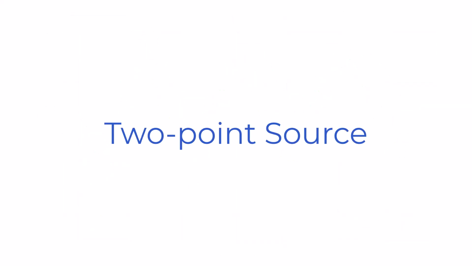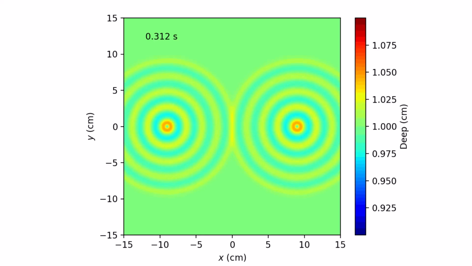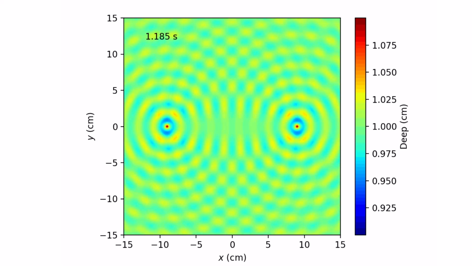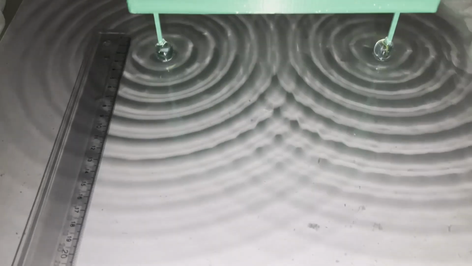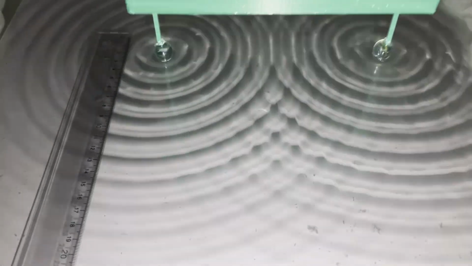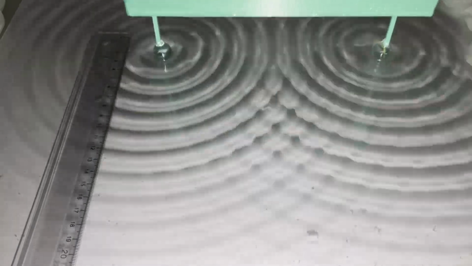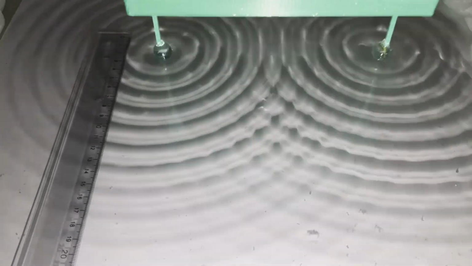2 point source. Here's a simulation of the 2 point source to understand what to expect from our experiment. Here is the demonstration of our experiment. As can be seen, the nodal and the antinodal lines are clearly visible.